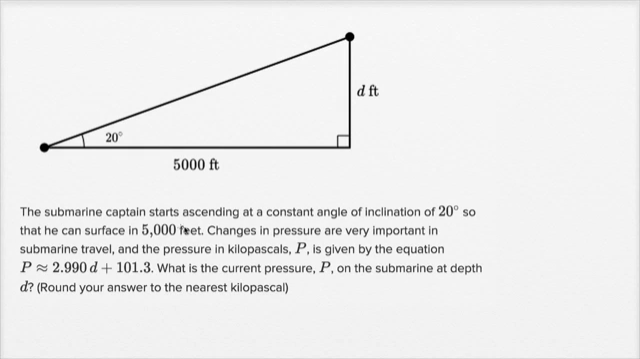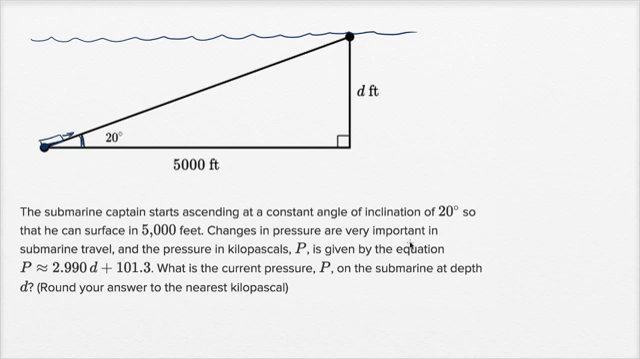The submarine captain starts ascending at a constant angle of inclination of 20 degrees so that he can surface in 5,000 feet. So it looks like this is the submarine right here, and he starts surfacing. He starts ascending at an angle of 20 degrees, so he starts going in that direction. This is our angle of 20 degrees, and he wants to surface. I guess this is the surface of the water right over here. He wants to surface after traveling 5,000 feet in the horizontal direction.